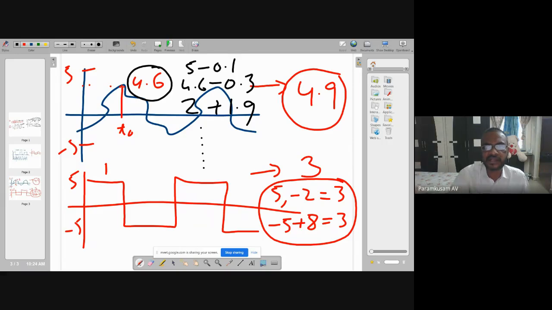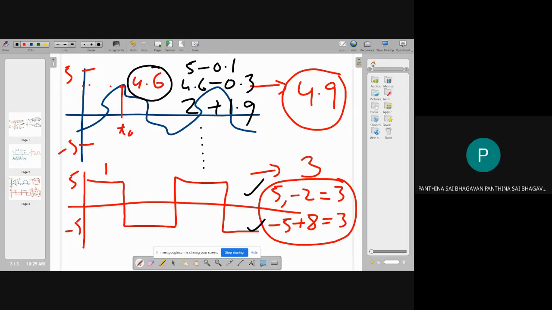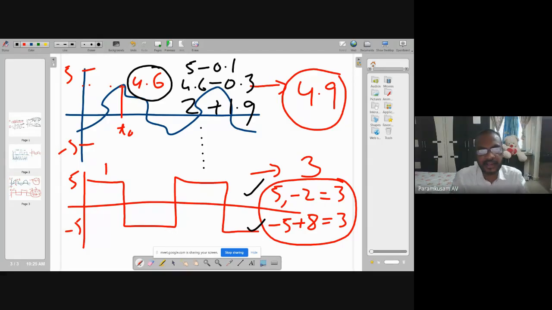It assumes that the signal is 4.9 volts. But here, there are only two possibilities. Suppose the receiver receives 3 volts, which probability is more? Now you answer the question. If a receiver receives a signal of value 3 volts, the transmitted signal will be 5 volts or minus 5 volts. Which one is higher? 5 volts. Anybody can tell that.